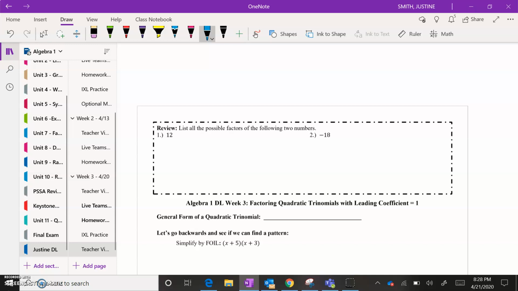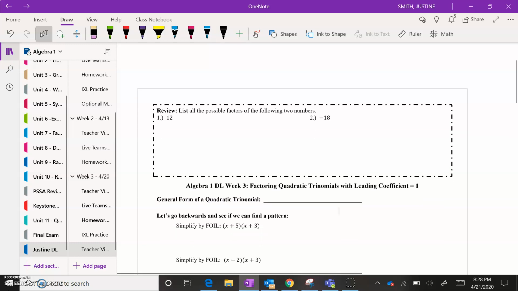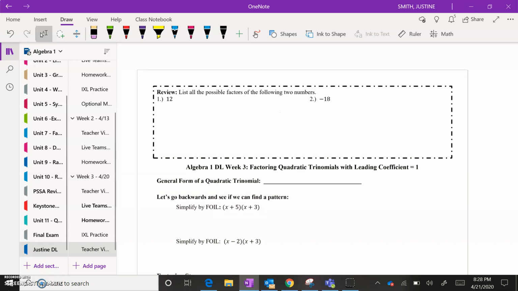But we are going to continue on with factoring. So far we've done greatest common factor, we have done difference of two squares, and we've done factoring by grouping. We're still going to be using those methods if you see any of those pop up, but we're just adding to the different types of factoring we can do.